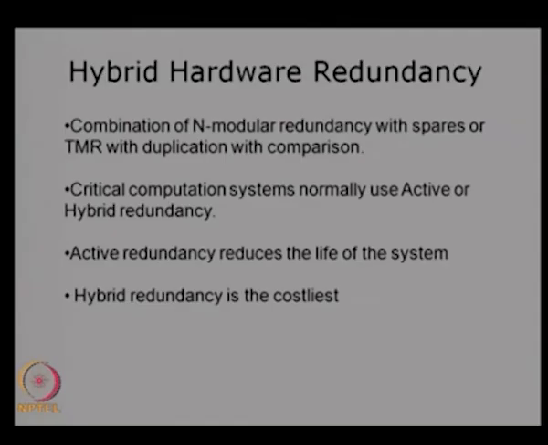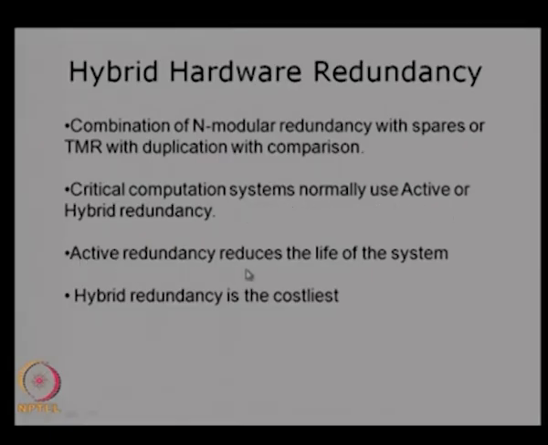In some cases you may need active redundancy, in some cases you may need passive, or in some cases we need to go for a combination of these methods. Most of the critical computation systems normally use active or hybrid redundancy, because active redundancies will tell you the location of errors and where they are coming from, and then we can confine the damages. That is why most of the critical computation systems normally use active or hybrid redundancy.